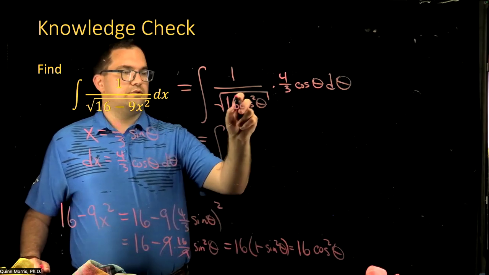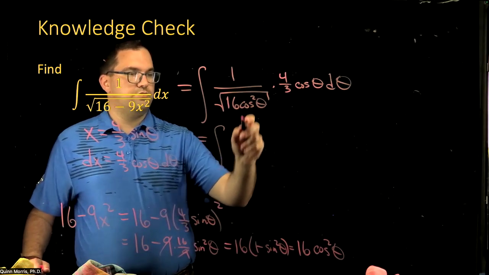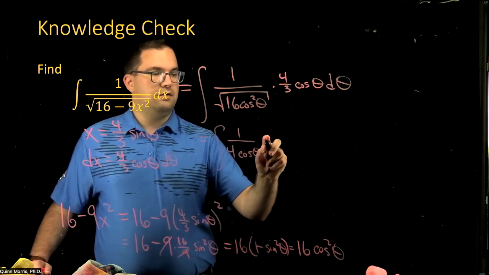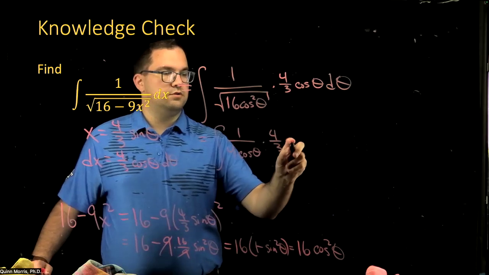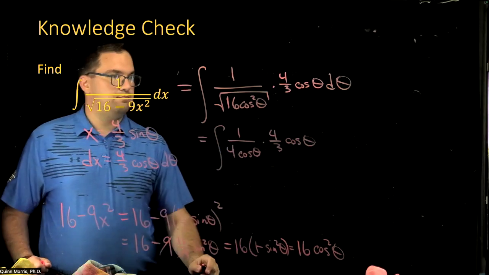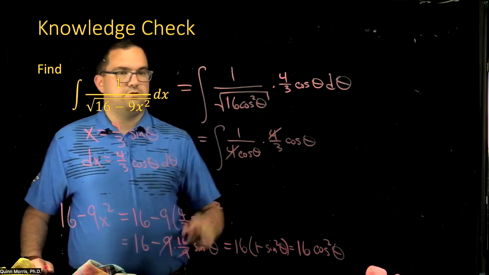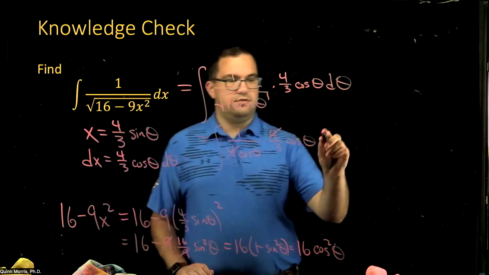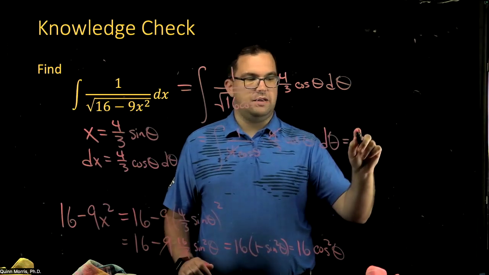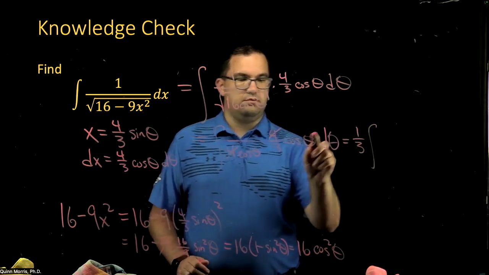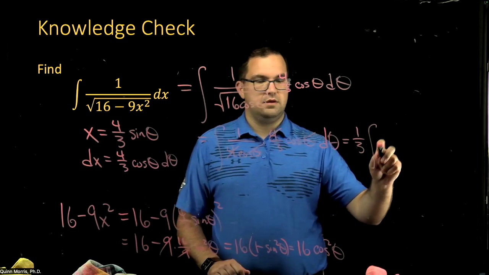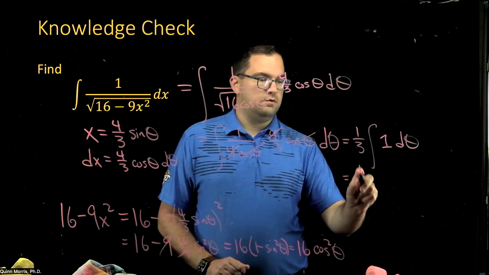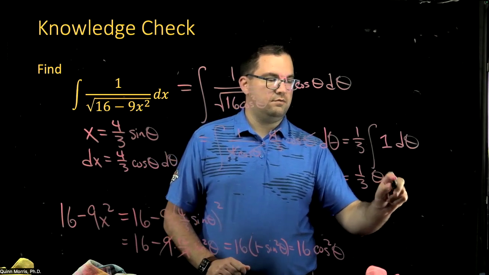Okay. Now, taking the square root of this, square root of 16 is 4. Square root of cosine squared is cosine. So I get 1 over 4 cosine theta times 4/3 cosine theta. The 4s will cancel here, okay? And I will end up with d theta. Oh, sorry, the cosines will also cancel. And so I'll end up with 1/3 times the integral of 1 d theta, which is just 1/3 theta plus c.